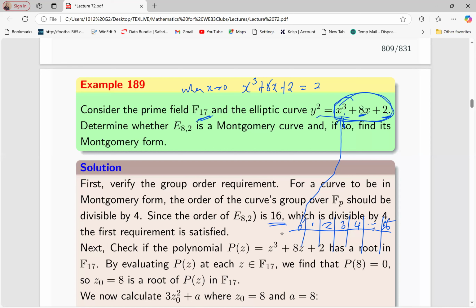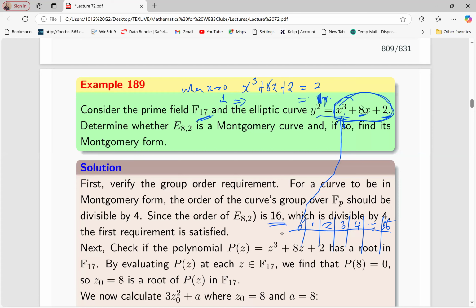Remember, we are doing it mod 17. What about when x is 1? When x is 1, we have 1 cubed plus 8, that is 9, then plus 2, that is 11. So again, it means that 1 is not a root.